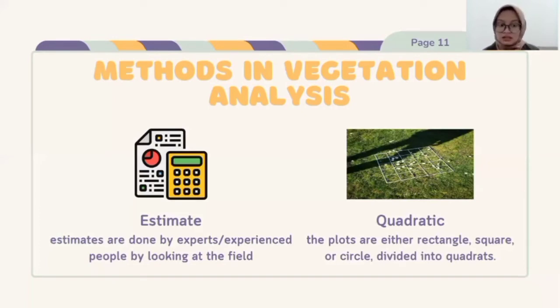First method is estimate methods. Estimates are done by expert or experienced people by looking at the field. Second is quadrat methods. Quadrat methods have plots that are either rectangle, square, or circle divided into quadrats. It is a classic tool for the study of ecology, including biodiversity.